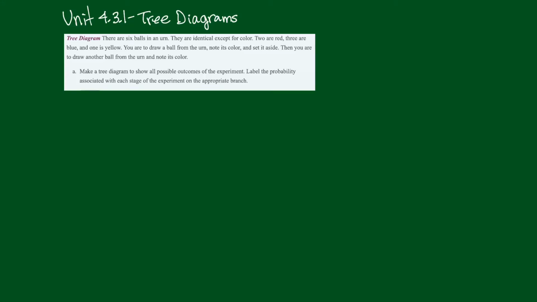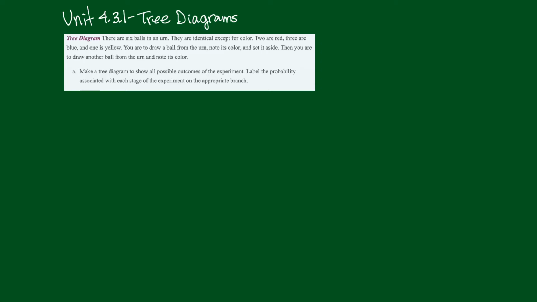Tree diagrams. These are really helpful when there's a sequence of events and we want to find their probabilities. And let's do this by an example. So here's the problem. There's 6 balls in an urn. Now an urn is just another name for a box. And as soon as I see something like that, I'm going to draw it.